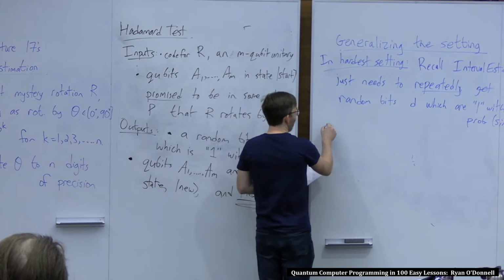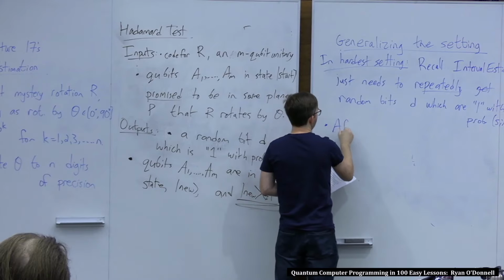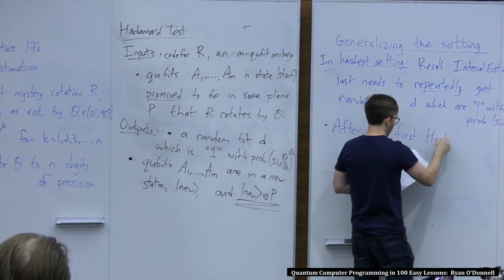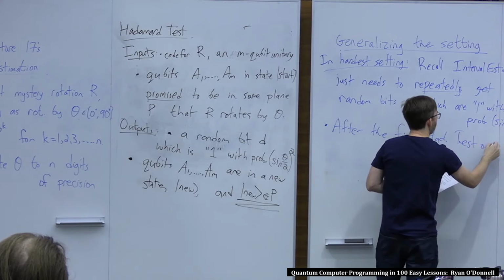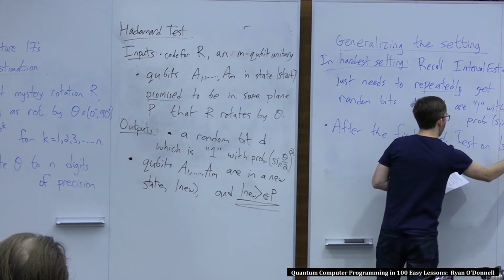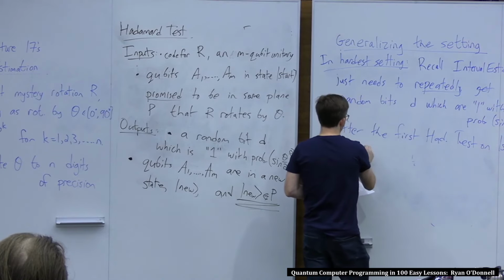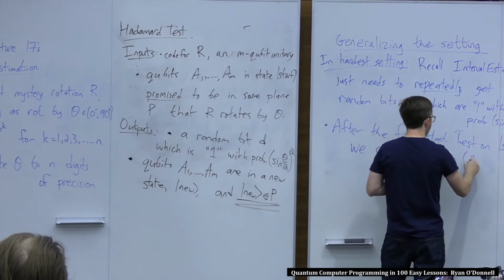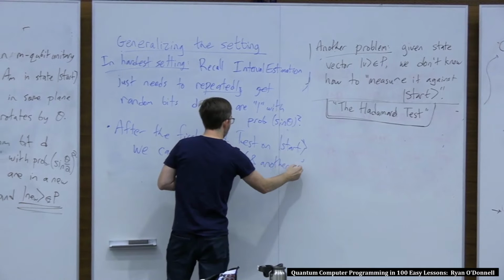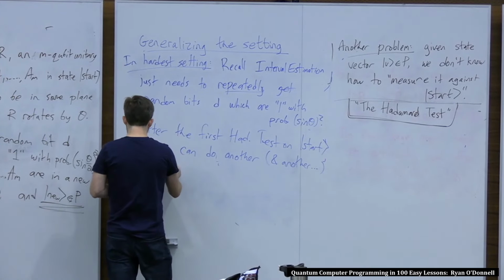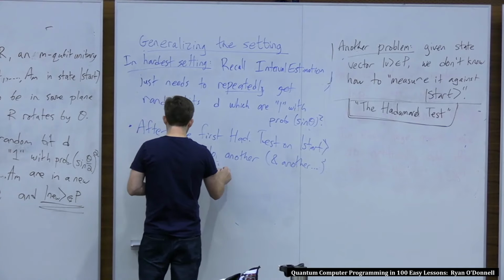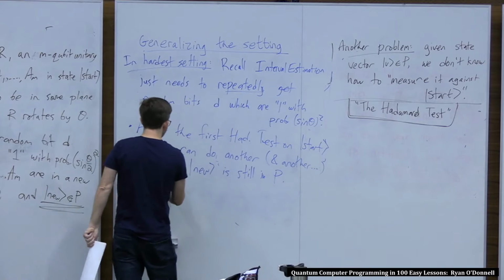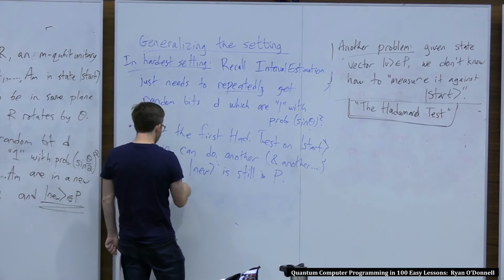And moreover, as for the repeatedly business, after the first Hadamard test on ket start, we can do another one, and then another one, and another one, because this new state, ket new, is still in P. So it can serve as the new start for the second Hadamard test.